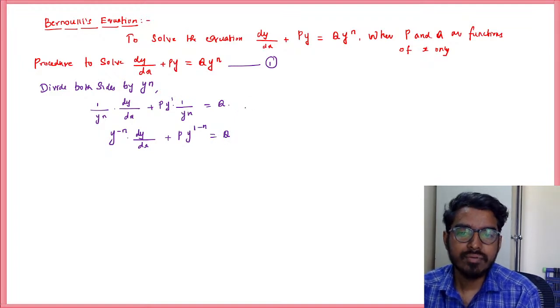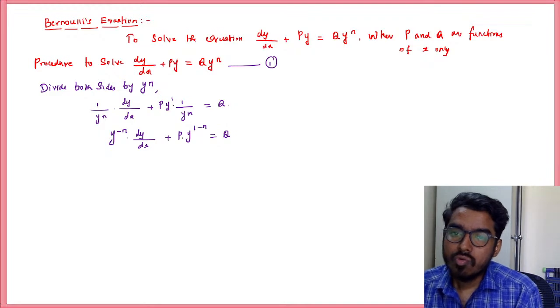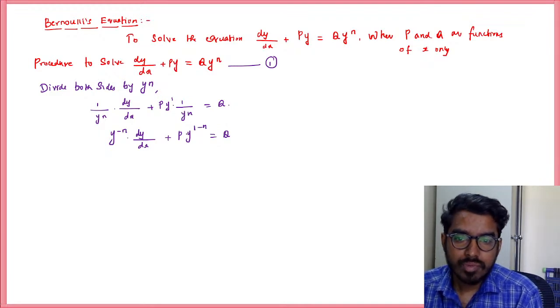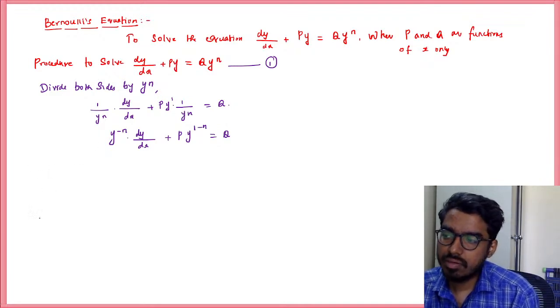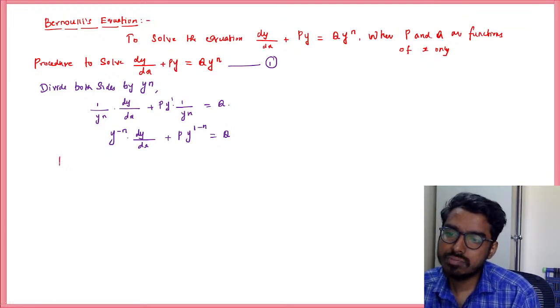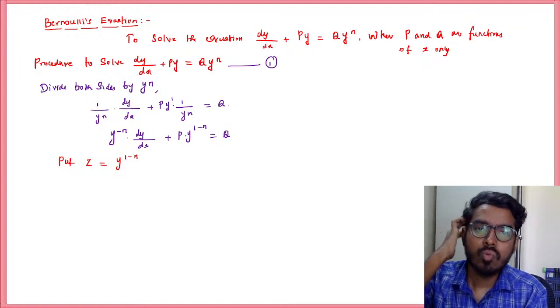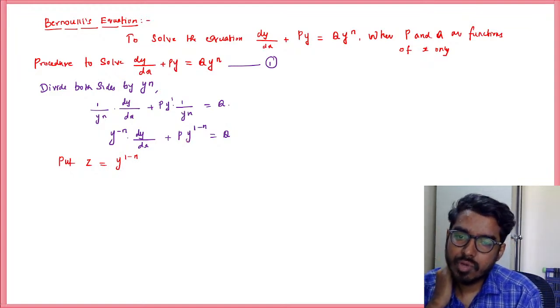Now remember very carefully. Put z = y^(1-n). That is, you have to put this term as z.